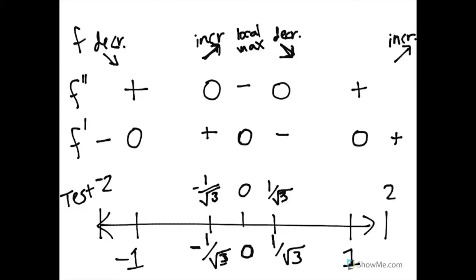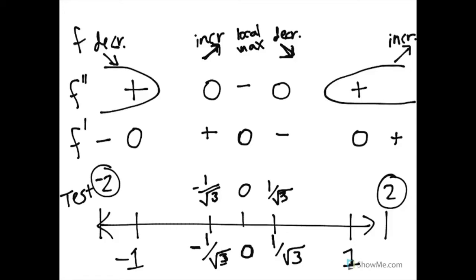Now you might be asking yourself, do I need to test 2 and -2 in f double prime? And you actually don't. The reason you don't need to test 2 and -2 in f double prime is because those are on the same interval as 1 and -1 were. There's no inflection points in between 1 and 2, and so you don't need to test 2 different points on the same interval. You just need to test 1.